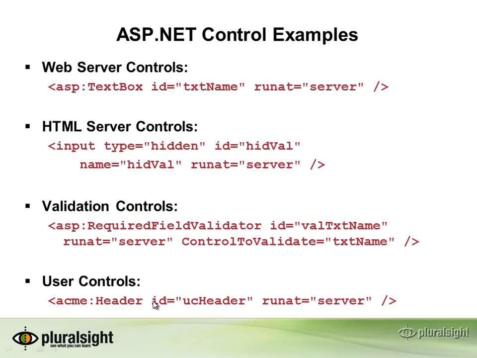Now the final one is custom. These are not built into the framework. These are ones that you'll have to build. So in this case we'd have a file, and the file would actually be called header.ascx, not ASPX, but ASCX. And then you have to define the namespace and the assembly and some other stuff of where that file is, if it's in a separate one.